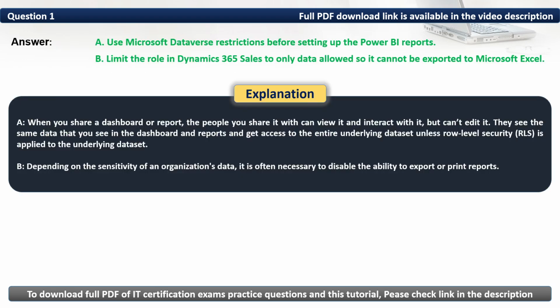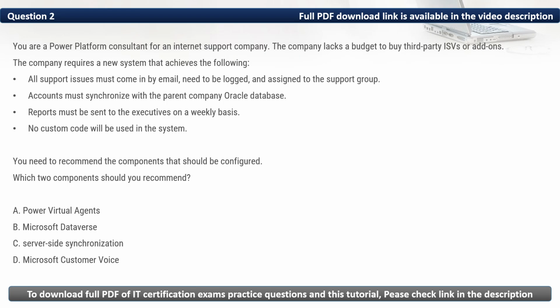About the options, A. When you share a dashboard or report, the people you share it with can view it and interact with it, but cannot edit it. They see the same data that you see in the dashboard and reports and get access to the entire underlying dataset unless low level security is applied to the underlying dataset. About option B, depending on the sensitivity of an organization's data, it is often necessary to disable the ability to export or print reports.